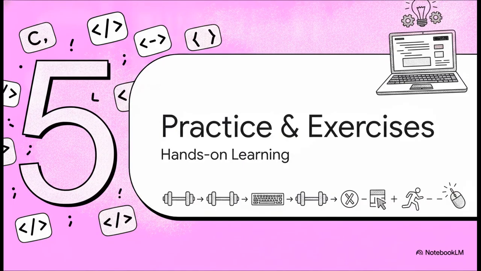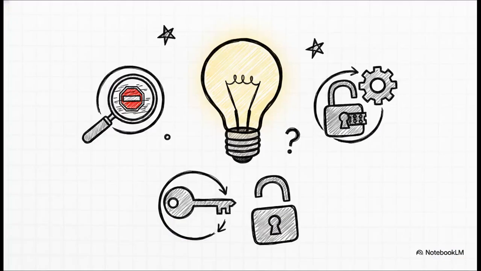Let's talk about putting this into action. Section 5. Practice and exercises. Coding is a hands-on sport, so here are a few amazing challenges from the chapter's practice set. I highly recommend you try to build your own custom version of strlen from scratch, using a loop to manually search for that null character.